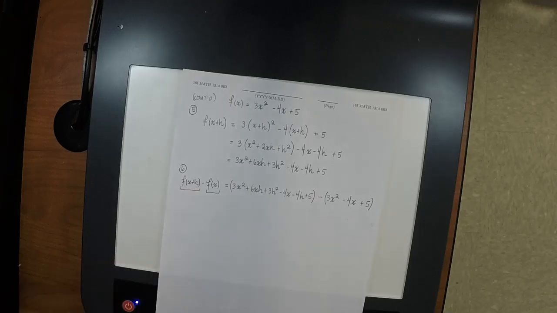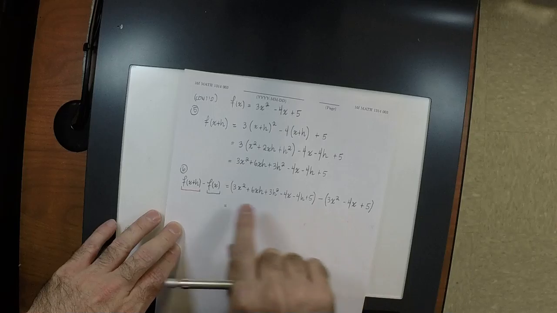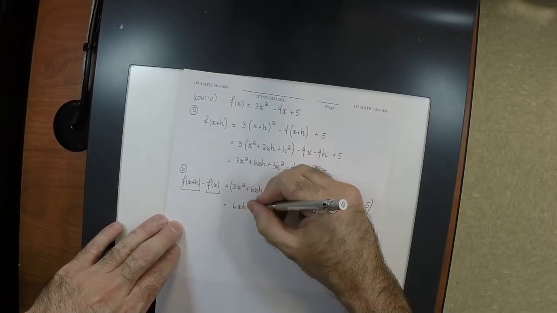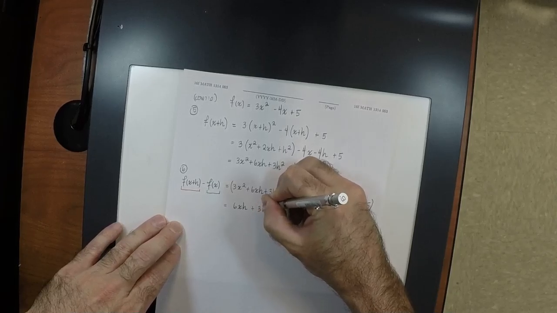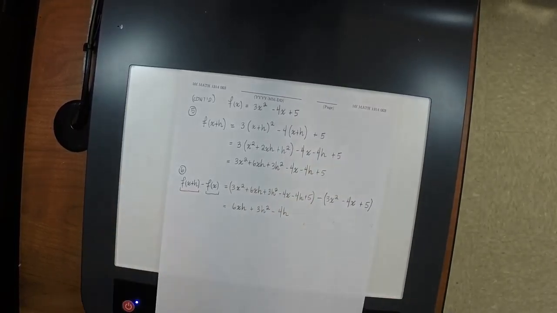Okay, so then let's carry this out. The x squareds cancel, the negative 4x's cancel, the 5's cancel. So 6xh plus 3h squared minus 4h. Any question about this example?